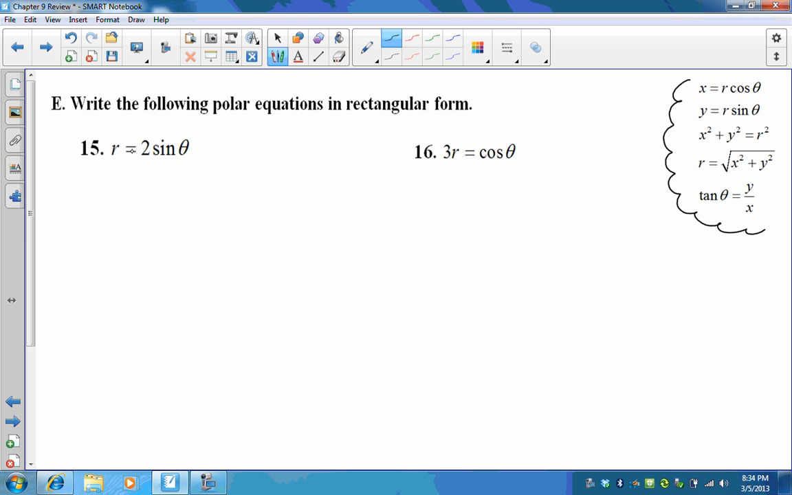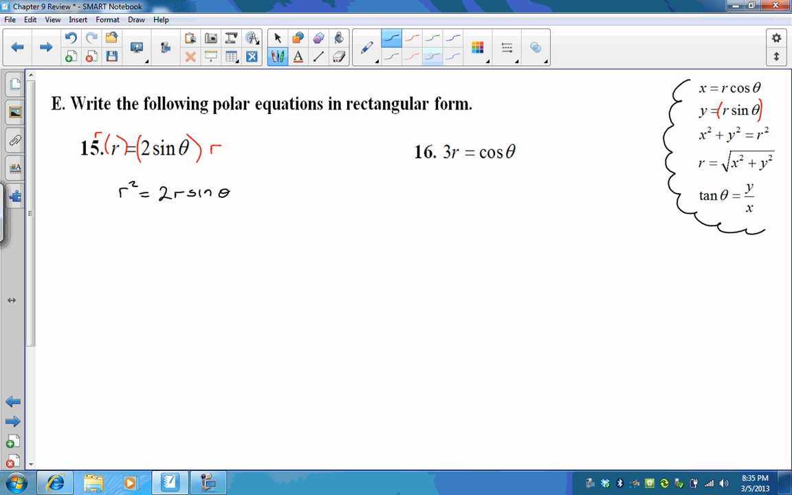I'm looking at 15, and I see r equals 2 sine theta. This would be great if I had an r with the sine. So if I want to put an r with the sine, I'm going to multiply this side by r, and that would actually give me 2 r sine theta, which is good because r sine theta is equal to y. But if I multiply the right side by r, I need to multiply the left side by r as well. So that would be r squared equals 2 r sine theta.